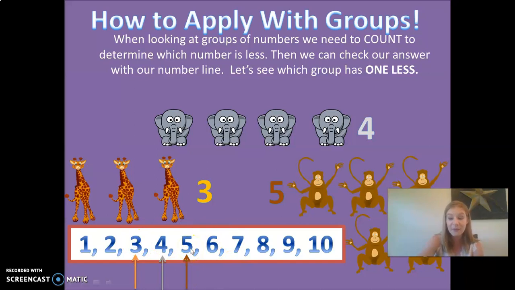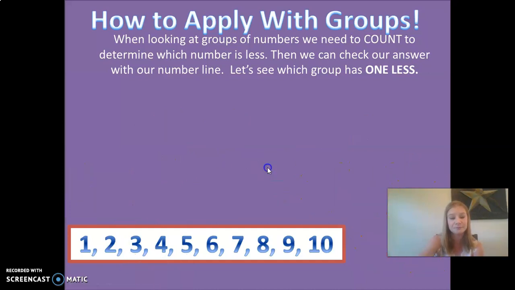Now, just like we've practiced before, in order to figure out which number is 1 less than 4, we need to look to the left of the number 4, or which number comes right before 4. So if I'm looking at my number line, 4 is here. The next number that's to the left of the number 4, or right before 4, is 3. So our group of giraffes is 1 less than our group of elephants.